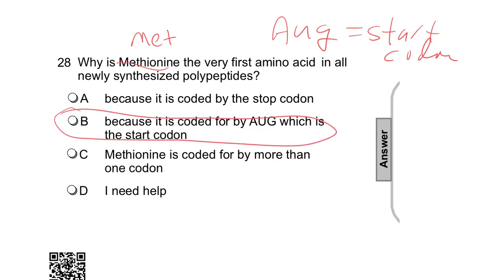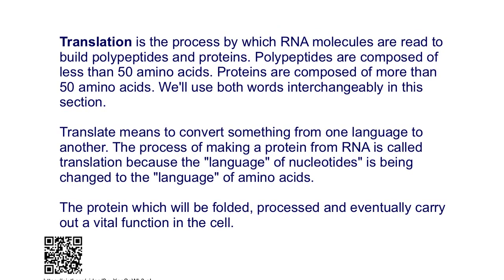So it's letter B. Okay, once again, translation is when RNA is used to build proteins. Polypeptides are proteins. Basically, they're discriminating here that polypeptides are less than 50 amino acids, proteins are more than 50 amino acids, but we'll use those two terms interchangeably. I'm not going to be picky about it.